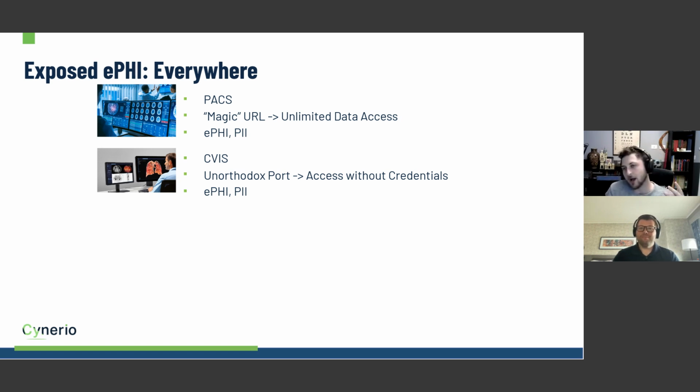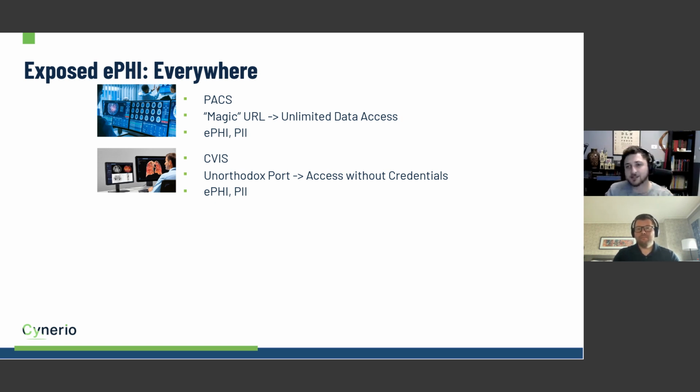In this case, again, this is going to be a common theme, right? The front door is secured. If you try to go there with HTTP or HTTPS, you get a login screen. However, a very, very quick port scan will show you that there are a number of unorthodox ports open on this specific CVIS. If you try to access one of those with HTTP, it's just open. You can make a completely open patient query and see all of the information relevant to each patient that has ever gone through this system.